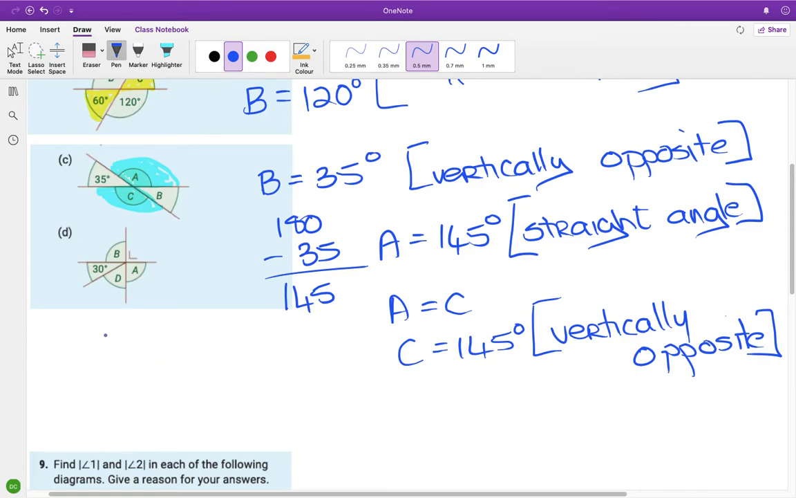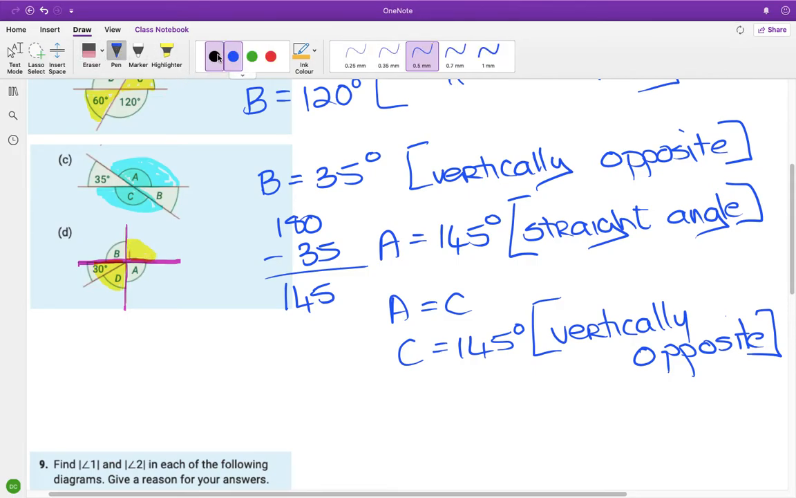Okay, excuse me. So the last one here, slightly harder, but hopefully you got it. So there's a big X here. Okay, I know it's more of a cross, but it's still an X. So that means that this angle here is opposite this angle here. Does that make sense? Can you see that they're opposite there?